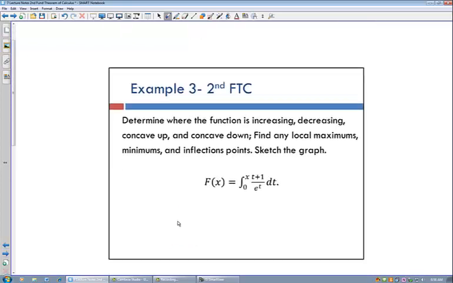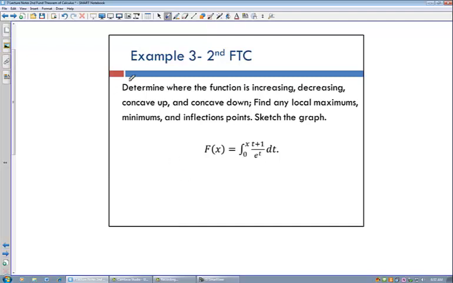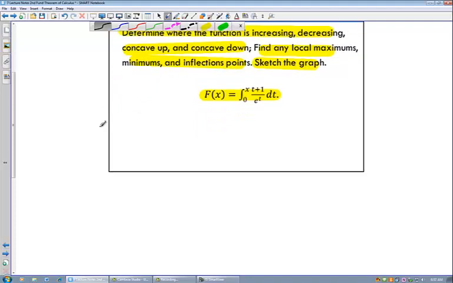We basically like to be able to do what we've done before with other functions, and that is determine where the function is increasing, decreasing, concave up and concave down, find any local maximums, minimums, and inflection points, and then finally sketch the graph. And we're going to use the function we just did: f of x equals the integral from 0 to x of (t plus 1) divided by e to the t, dt. If you think back, how do we do this? Hopefully you're thinking 4 steps, because we're going to follow this 4-step process, and then in the end, we can come back and graph this thing.